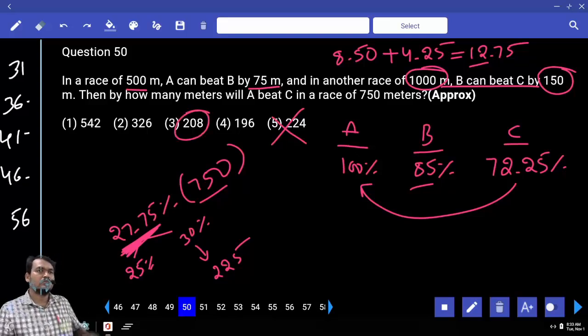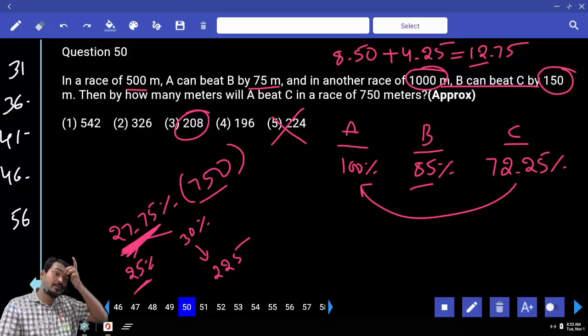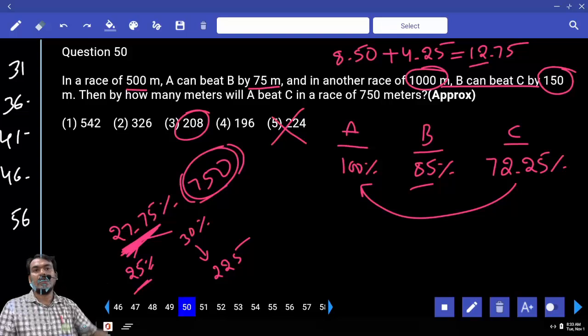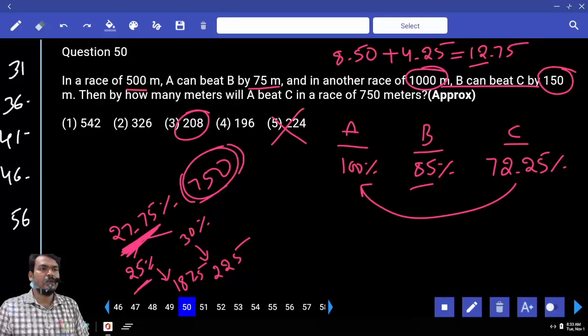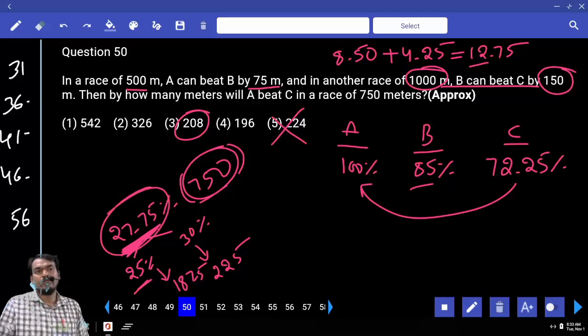208 or not? What is the 25% value? What is the half of the 750? 375. What is the half of the 375? 187.5 or not? 187.5. Then answer must be more than 187.5 but less than 225. But we require 27.75% or 25%?